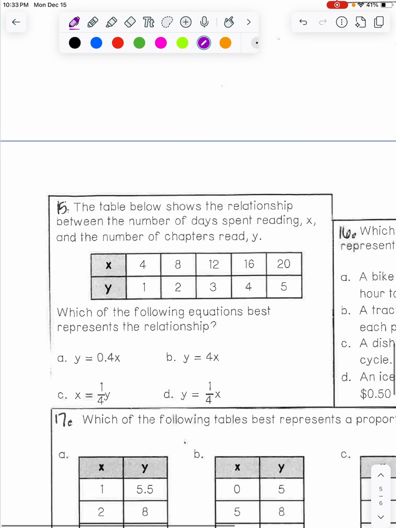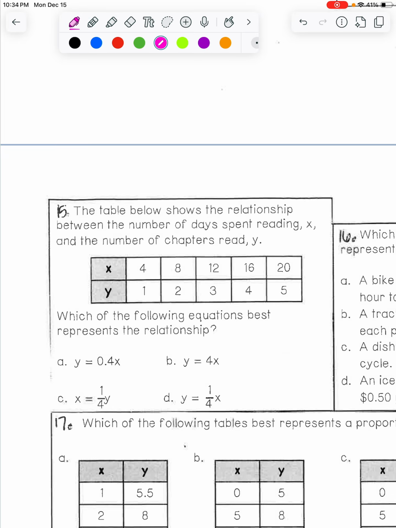Number 15, go into a table. Which of the following represents the relationship in the table? Again, it is y divided by x. k is y divided by x. And then the equation is y equals k times x. Use any one of them. Since we know that it's a proportional relationship, it doesn't matter which one you use. So I'm just going to go with the first one. 1/4. y divided by x, 1/4. So that's going to be D. y equals 1/4 x.